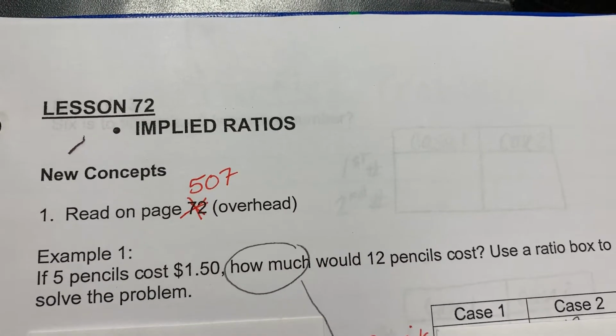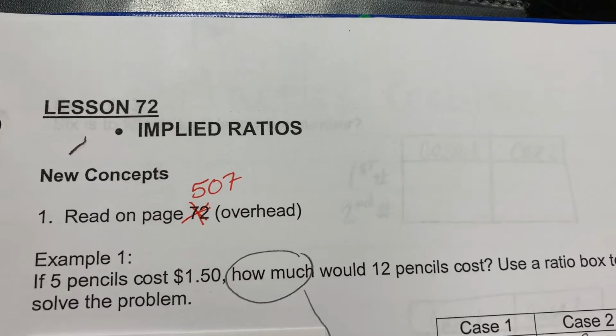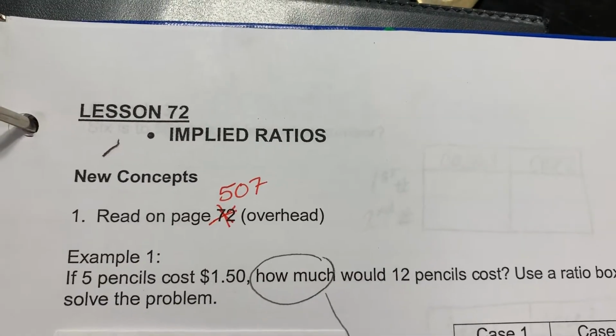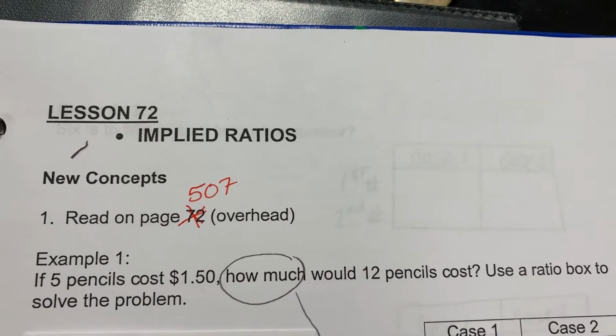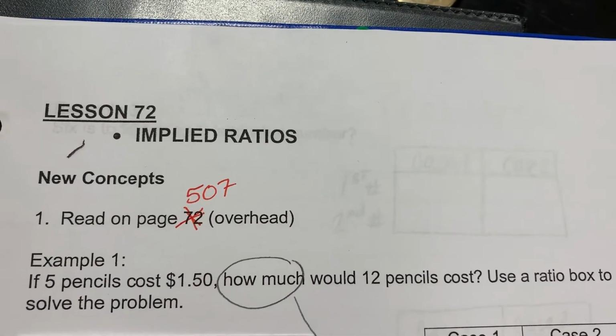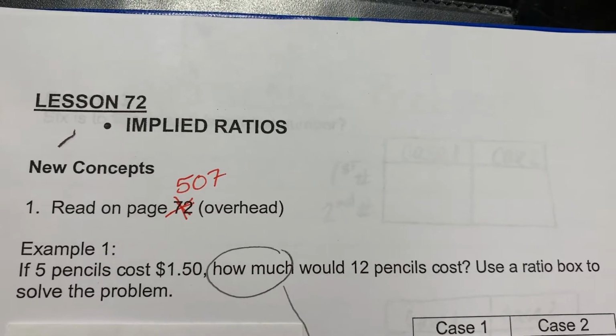Okay, so hopefully you've read page 507 and taken a look. And so we're going to be talking about what to do if you have two pieces of information in one situation, but only half of the other information, okay? And so the way we start is we set up a ratio box.